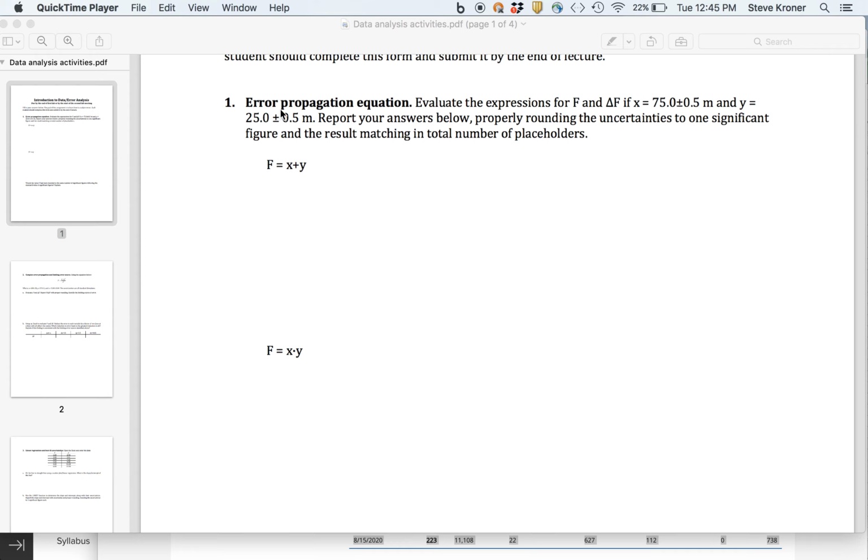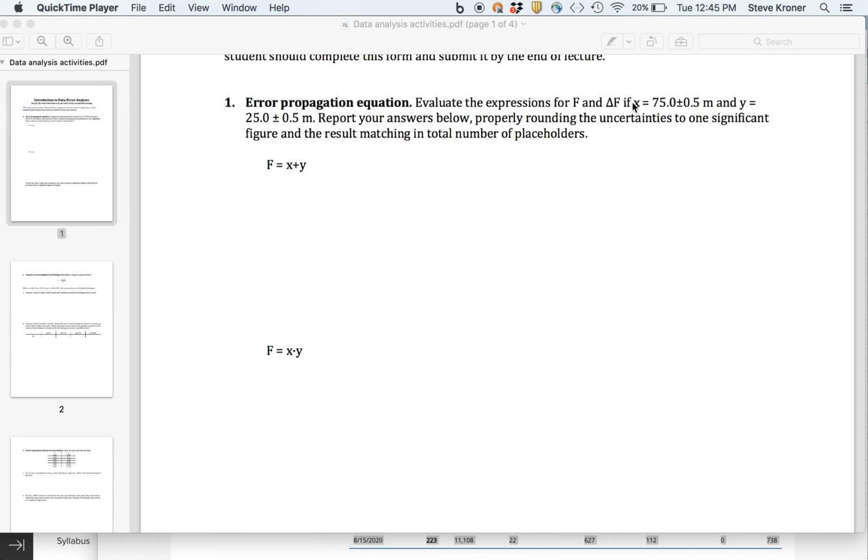So the first example here is using the error propagation equation as discussed in the lecture notes. So we're going to evaluate the expressions for f and delta f. And we're given that x is equal to 75.0 plus or minus 0.5 meters and y is 25.0 plus or minus 0.5 meters. And we're going to do two examples in this page here. f is x plus y and f is x times y.